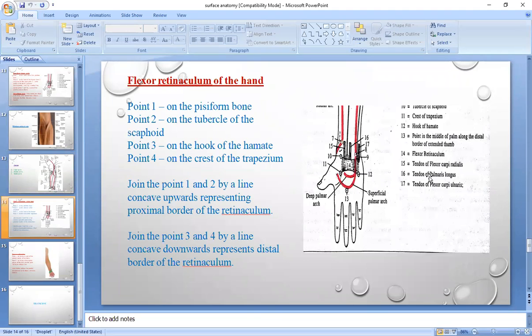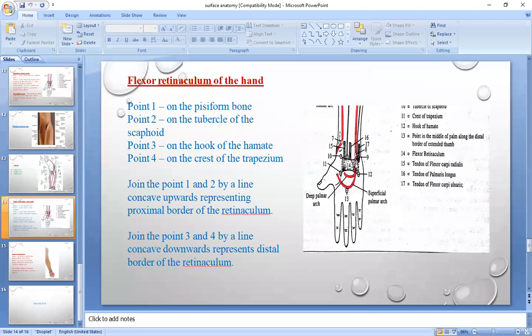Then the flexor retinaculum. It is also very important. What is the knowledge about the surface anatomy of the flexor retinaculum? It is very useful in carpal tunnel syndrome. You have to demarcate the margins of the flexor retinaculum to relieve carpal tunnel syndrome, which is compression of the median nerve. For that, you have to know how to give an incision to the flexor retinaculum, so you have to know its extension. Clear? So what are the points? First, make a point on the pisiform bone. Again, I am telling what is the pisiform bone.